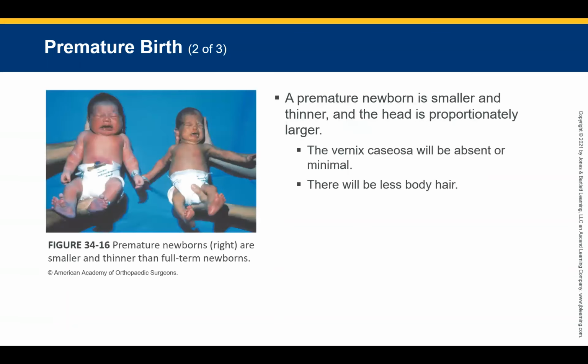A premature newborn is smaller and thinner than a full-term newborn, and the head is proportionally larger compared to the rest of the body. The vernix caseosa will be absent or minimal on the premature newborn, and there will be less body hair also.